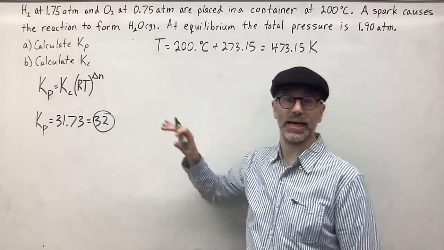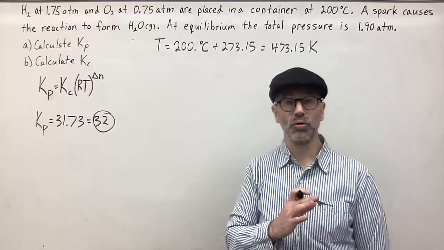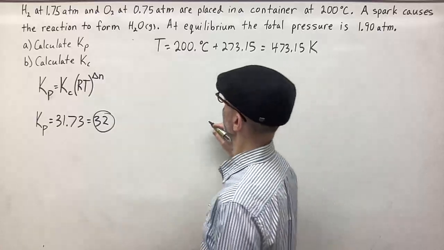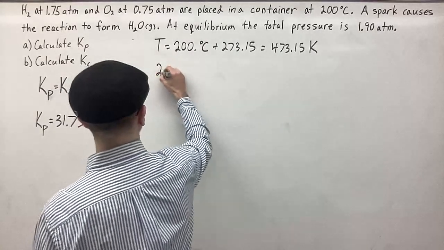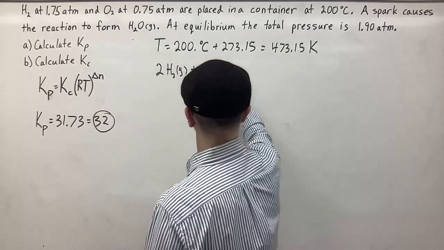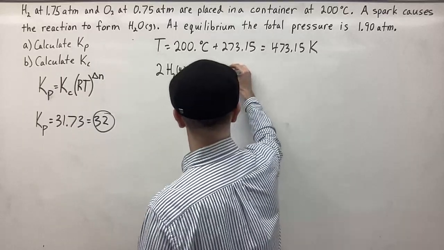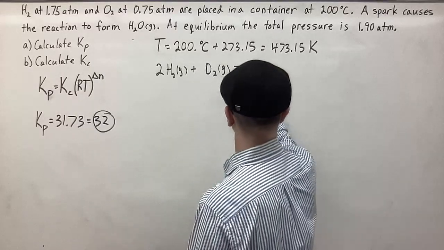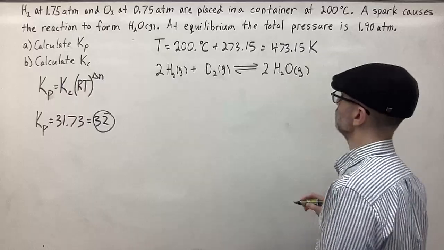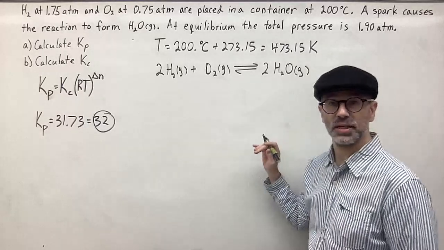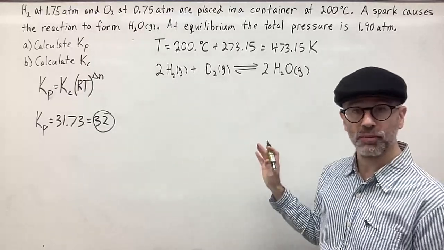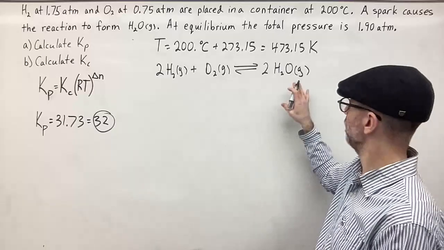Now let's calculate delta N. So it's the difference between the moles of gaseous product minus the moles of gaseous reactant. So let's write our equation down again. So we have 2 moles of H2 gas plus 1 mole of O2 gas is in equilibrium with 2 moles of water vapor or water gas or steam. Steam is another name for that. Okay, so it's again the total number of moles of product in the gaseous form, and we have 2 total.